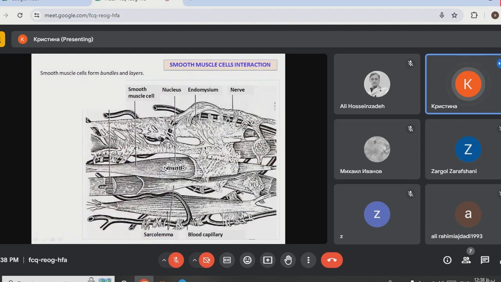So smooth muscle cells usually form bundles and layers. Inside the bundle, the smooth muscle cells are connected together with the help of intercellular junctions, and they are covered with the basement membrane, and between the cells we have loose connective tissue which is called endomysium, also with blood vessels, blood capillaries, and nerves.